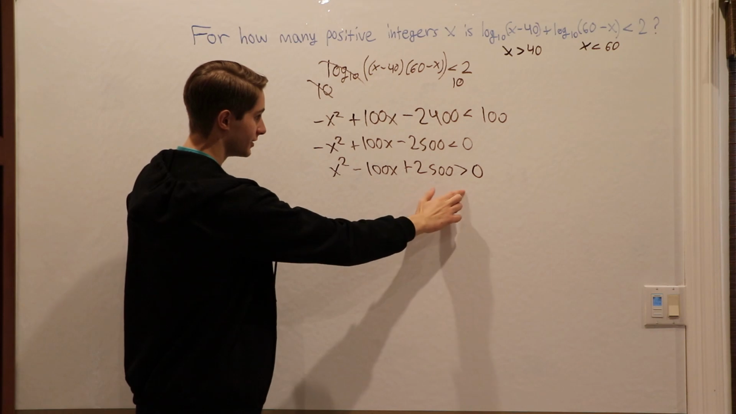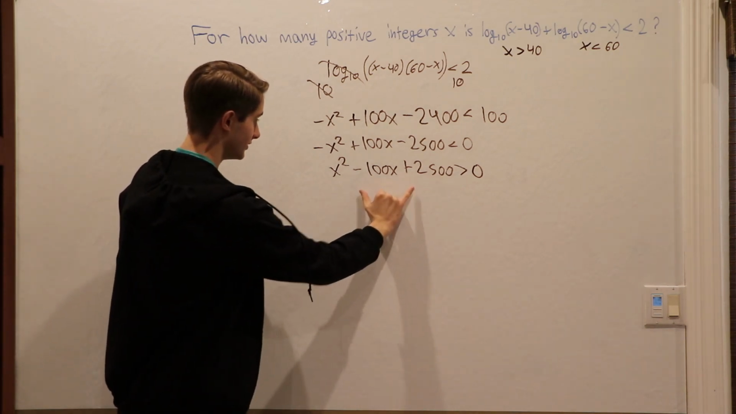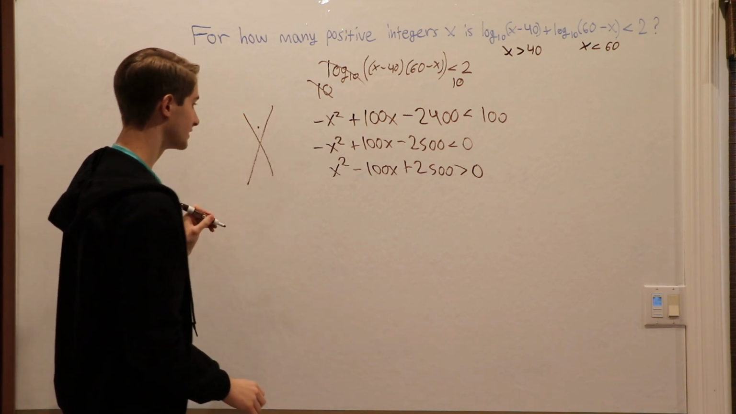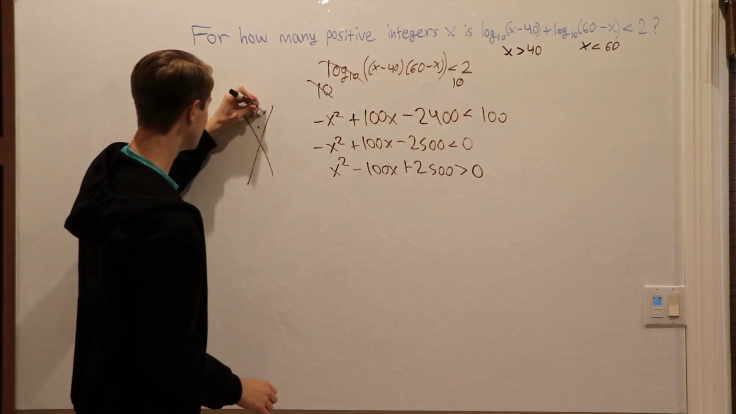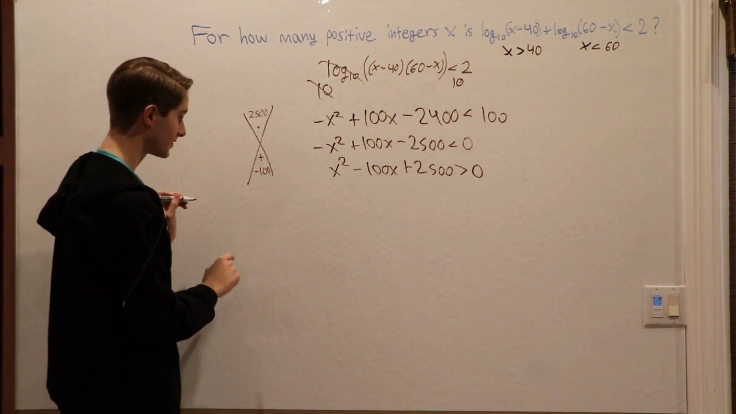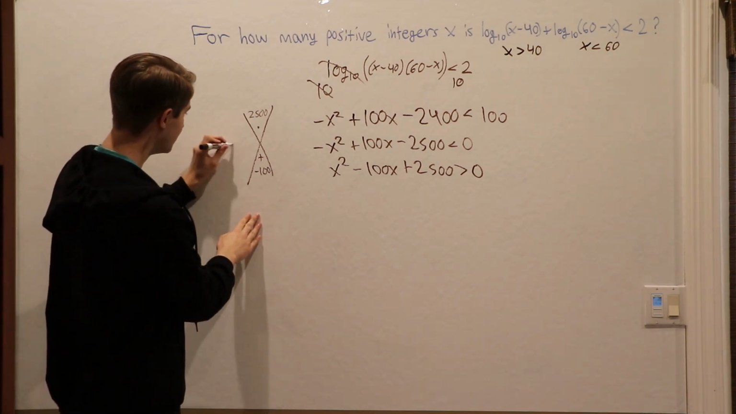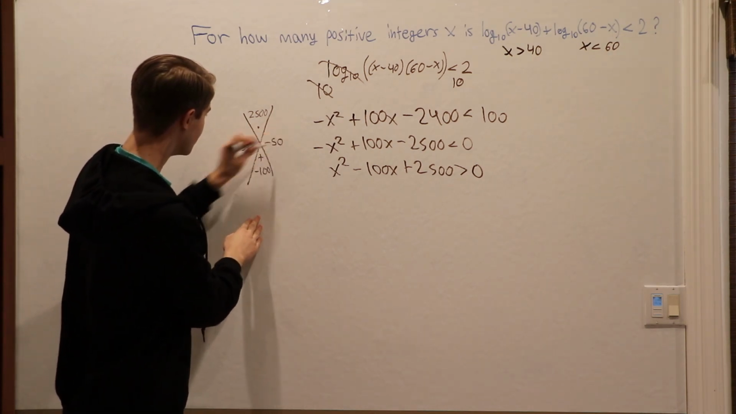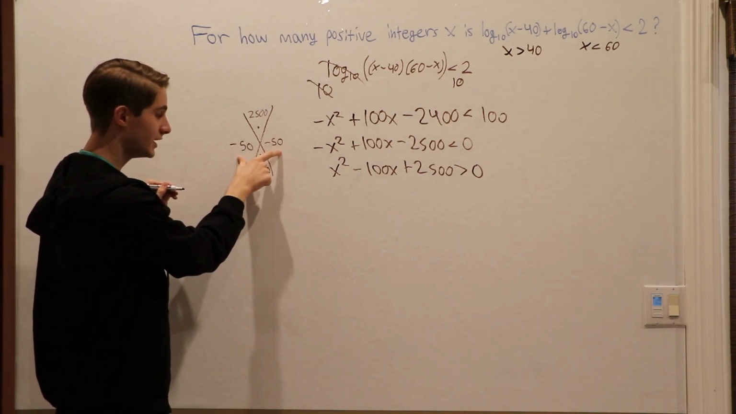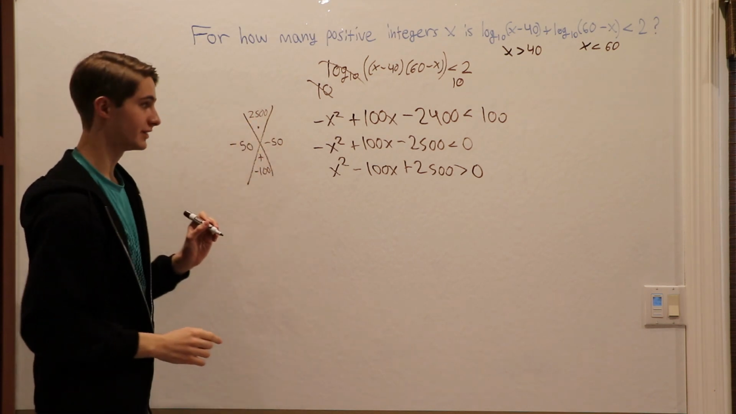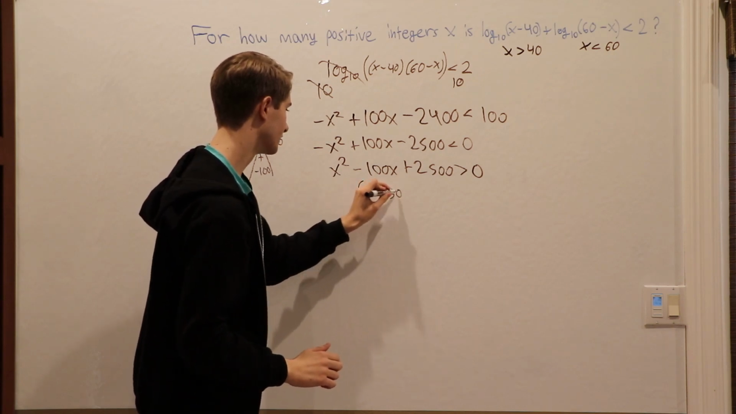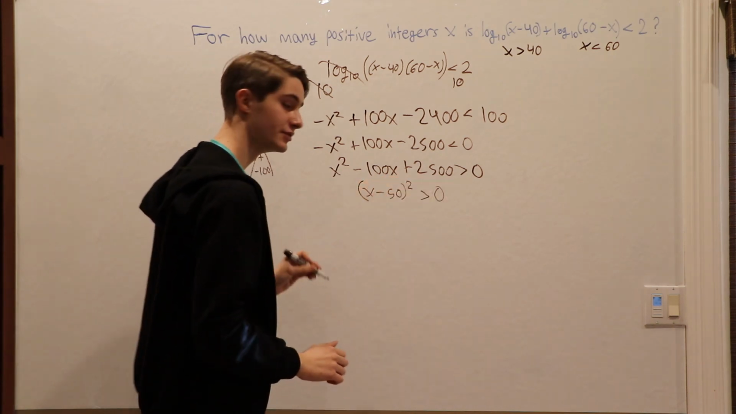Now from here, if we want to find when this is greater than 0, we want to factor this. We want something that multiplies to 2500 and adds to negative 100, which means we're going to have two negative numbers. And in fact, what you get here is negative 50 and negative 50. You do negative 50 plus negative 50, you get negative 100, and negative 50 times negative 50, you get positive 2500. So this is actually going to factor into (x minus 50) squared, which is greater than 0.